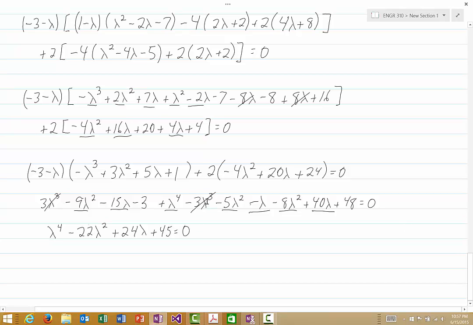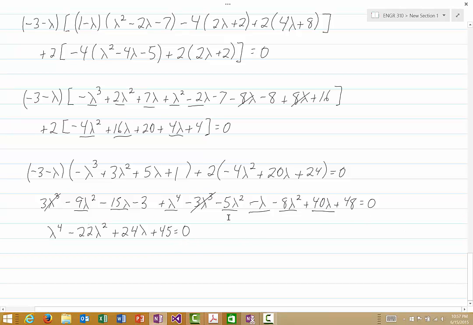So you don't have any lambda cubed terms, but you do have this lambda to the fourth, which we can bring down here. And then if you combine the lambda squared terms, you have minus 9 lambda squared, minus 5 lambda squared, minus 8 lambda squared. So that gives you the minus 22 lambda squared. And then for the lambda terms, you have a minus 15 lambda and a minus 8 lambda. So that's minus 16 lambda plus 40 lambda. It gives you 24 lambda. And then finally, for the constant terms, minus 3 and 48 is 45.